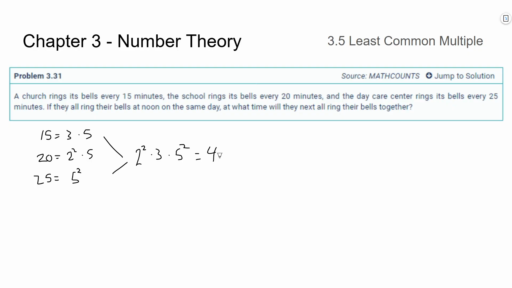So looks like we have 4 times 3 times 25. 4 25s we know is 100. So 100 times 3 is 300. Okay, but we're not done yet.